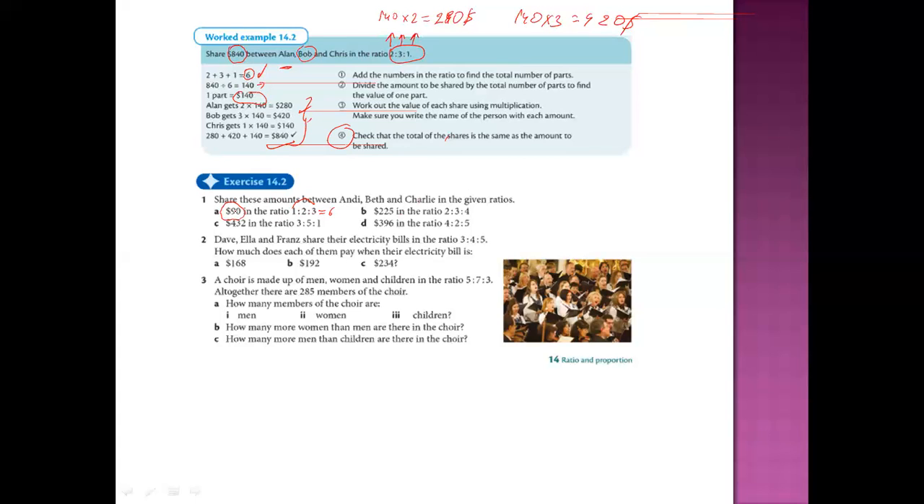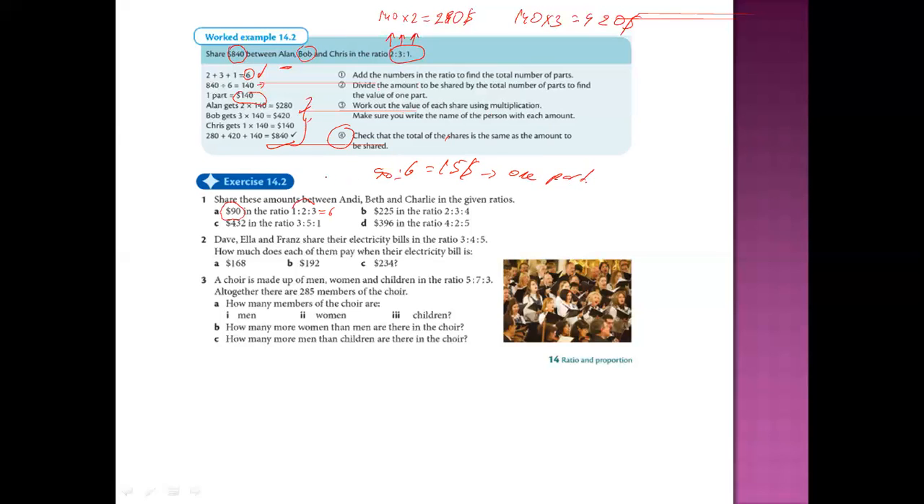Okay, so the original amount is 90, divided by, in the second step, as you see here, divide the amount to be shared by the total number of parts to find the value of one part. When you divide by 6, you will get how many dollars we should pay for one part. It's exactly $15 for one part.